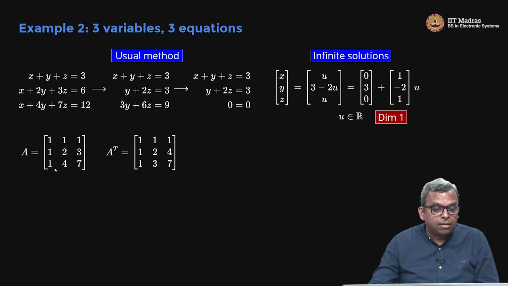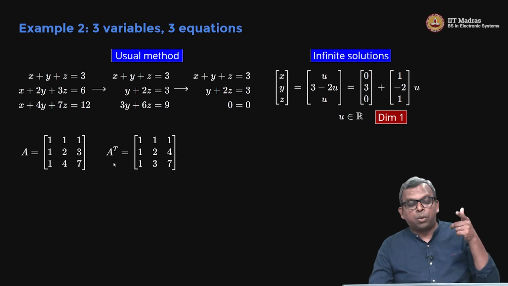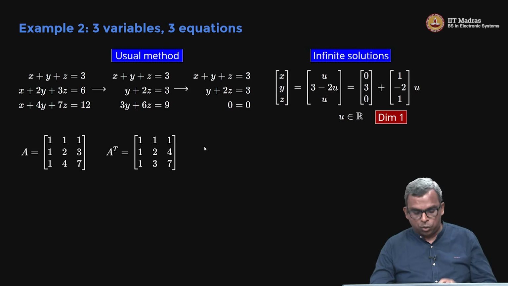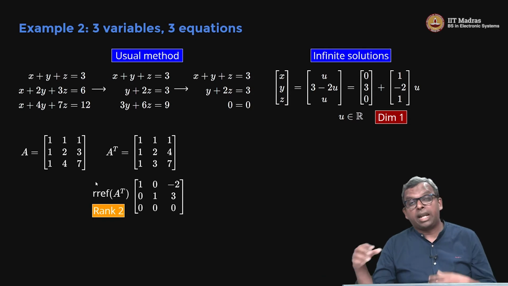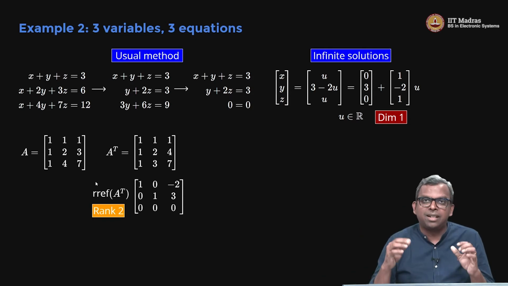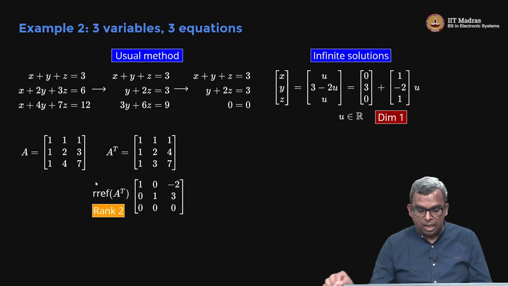We have A, which is 1, 1, 1, 1, 2, 4, 1, 3, 7, and then we look at A transpose, right? So we need to do A transpose to figure out the column space. And if you do the RREF, lo and behold, you see there is a first row which is non-zero, second row which is non-zero, third row becomes 0. So you can check this very easily. This RREF is very easy to do, the elimination, and you see that this matrix is a rank 2 matrix now. Okay. So the range is not the entire R3, it is a 2-dimensional subspace of R3.